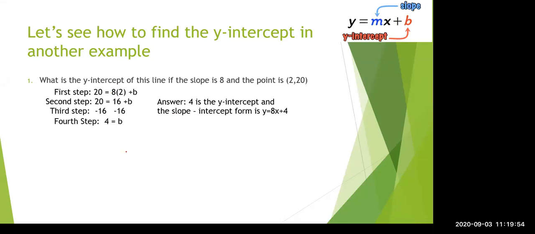So now say we're checking that. I'm going to change the color. So say we're checking. Then it would be 20 equals 8, which is the slope, times 2, which is the x-coordinate, plus 4. So if we do this, then it will in fact equal 20 on both sides, because 8 times 2 equals 16, plus 4 equals 20. So we are correct.